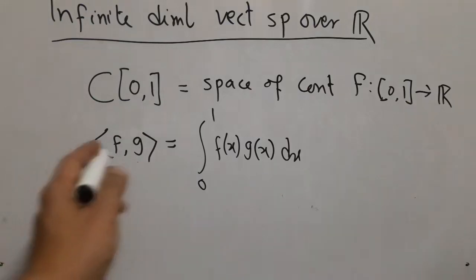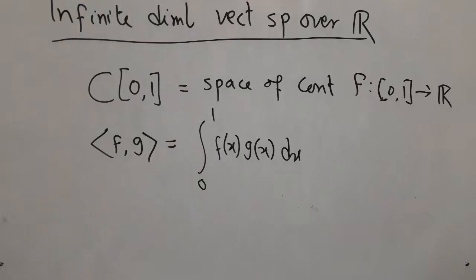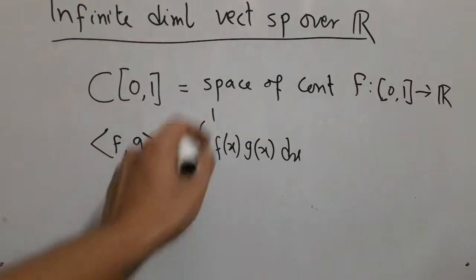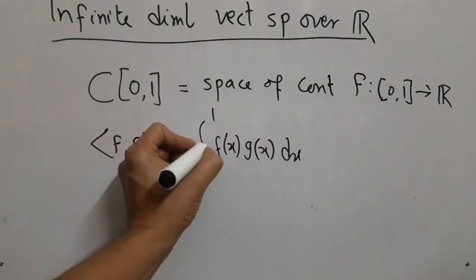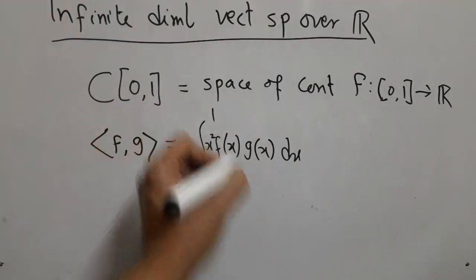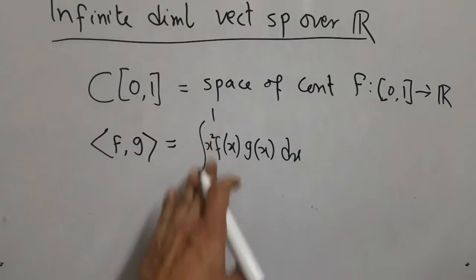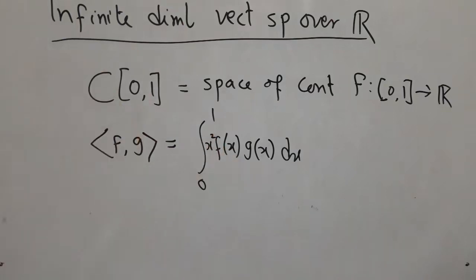Now it will of course induce a norm. That will be the square root of the integral of f(x) squared. Now I can also multiply this with something like x squared. Basically I can multiply it with any positive function and still that will be an inner product.